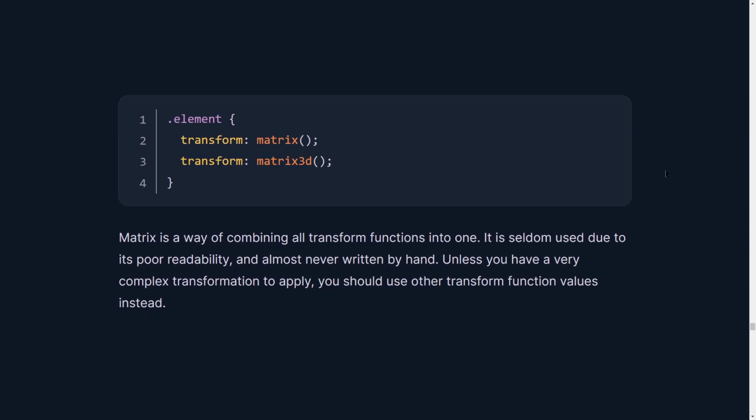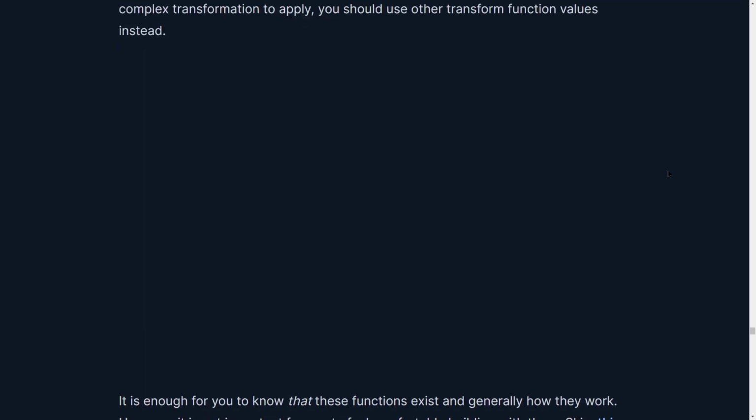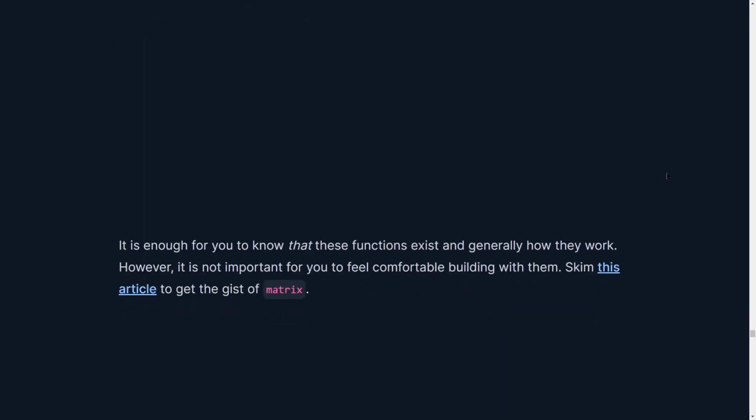Matrix is a way of combining all the transform functions into one. It is seldom used due to its poor readability and almost never written by hand. Unless you have a very complex transformation to apply, you should use other transform function values instead. It is enough for you to know that these functions exist and generally how they work. However, it is not important for you to feel comfortable building with them.